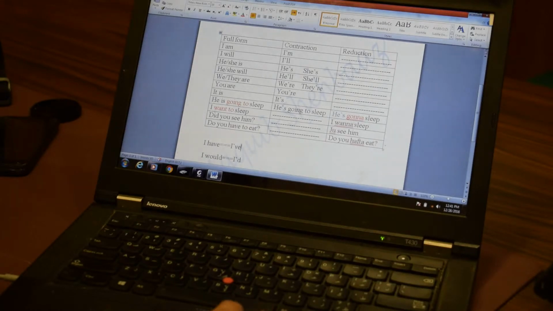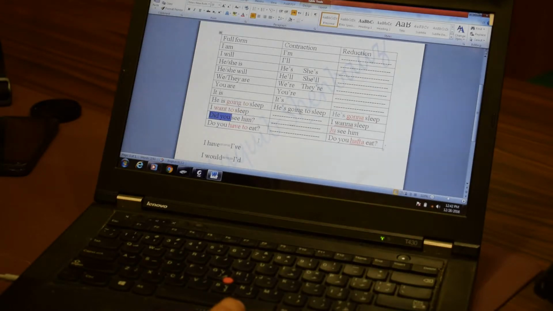I want to sleep. Did you see him? Do you see him? So did you becomes didja. Did you have to eat? Do you have to eat? Have to becomes hafta. These are the reductions. They are accepted in spoken English, but they are not accepted in written English. So you see this, did you becomes didja.